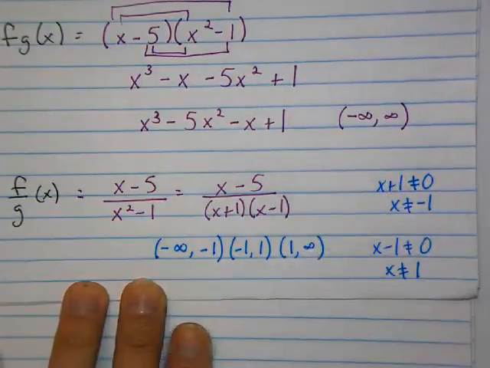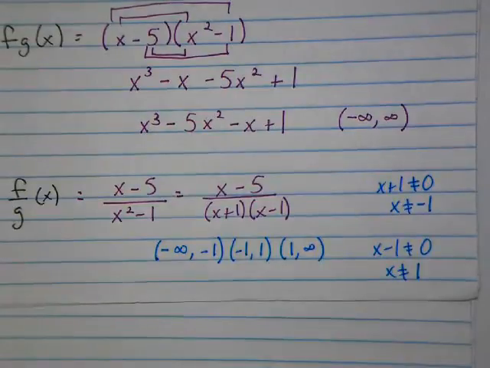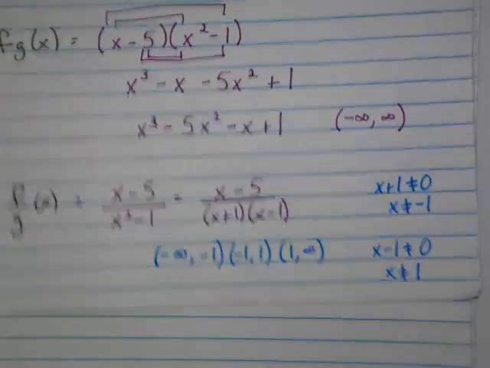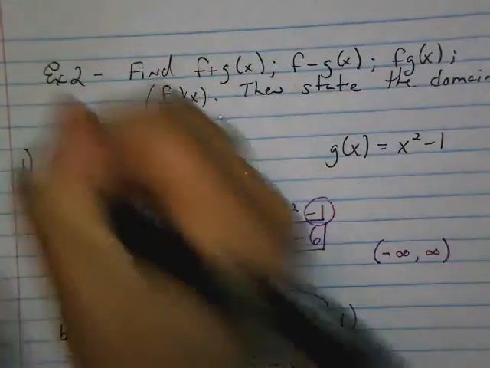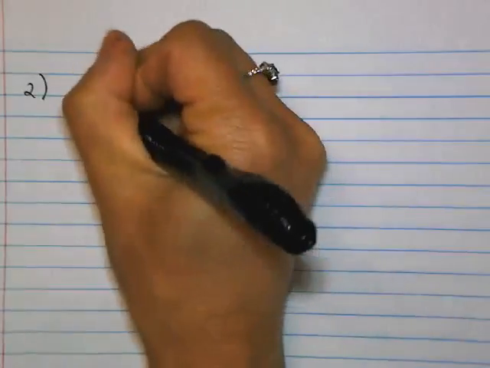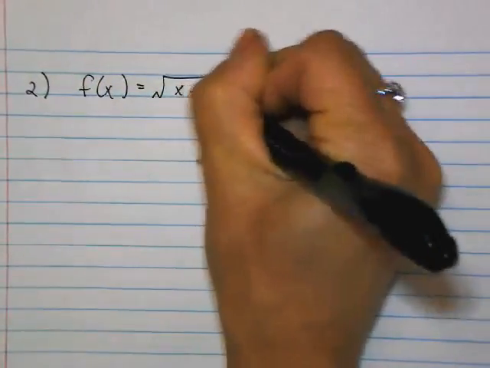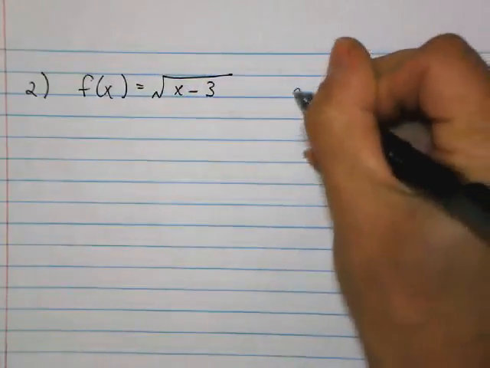Okay? And let's go back and label this number 1. I'm going to at least try to get the next one in here. Alright, so number 2. Let's say we have f of x is the square root of x minus 3, and g of x is the square root of x plus 1.